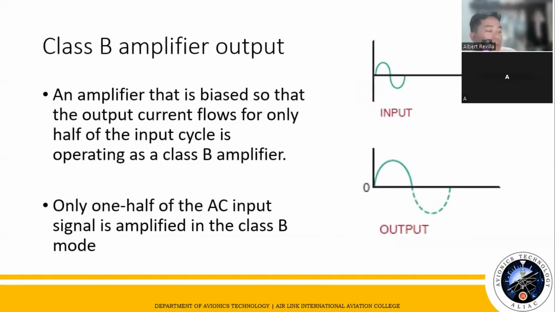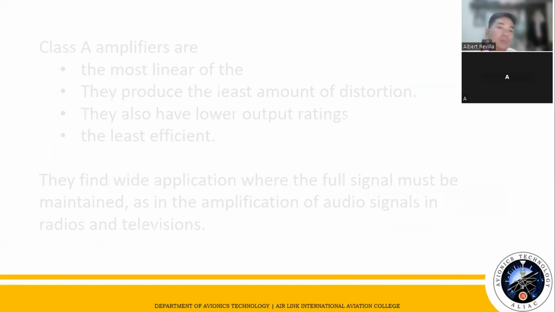Pag Class B naman, an amplifier that is biased so that the output current flows for only half of the input cycle is operating as a Class B amplifier. So, ito yung input mo as a flow, then ang output mo ay kalahati lang. So, only one half of the AC input signal is amplified in the Class B mode.